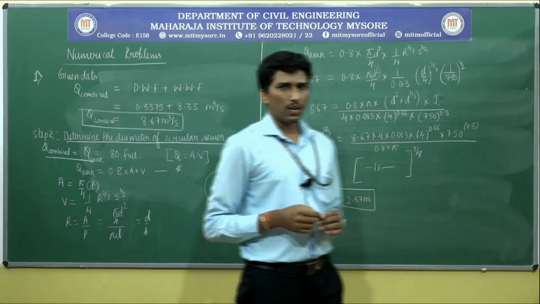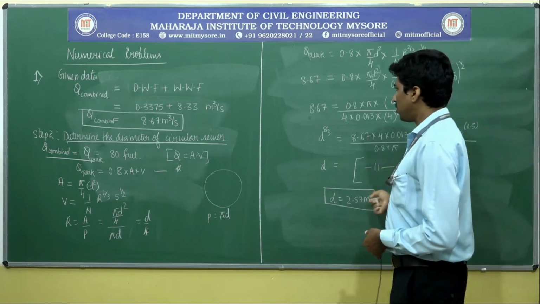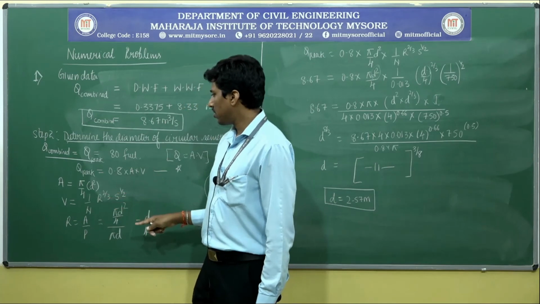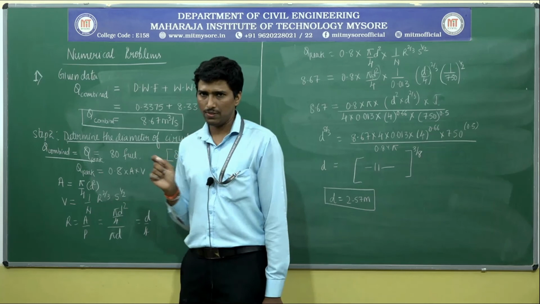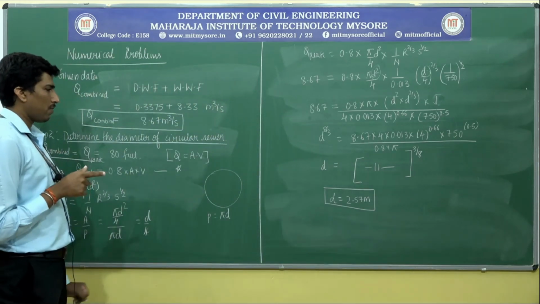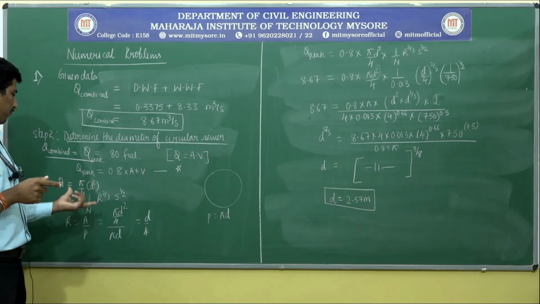When I found out the value of the diameter of the circular sewer, the next step is that I can determine the area also, isn't it? If I know the area, I can find out the velocity also. So this set of equations is very much important. So let us get to know.